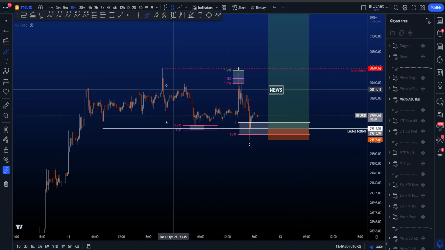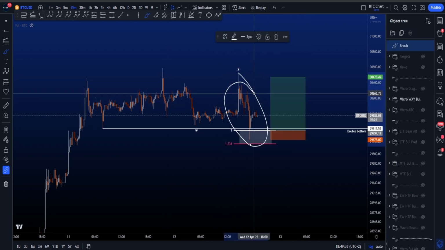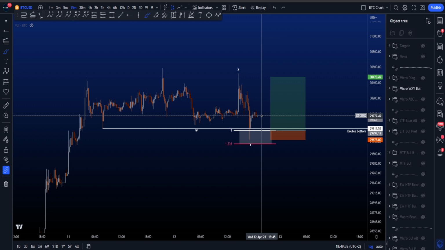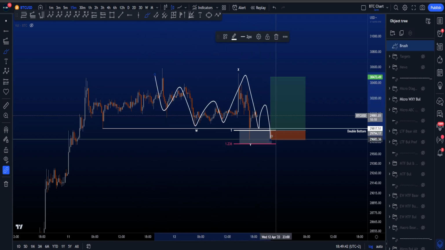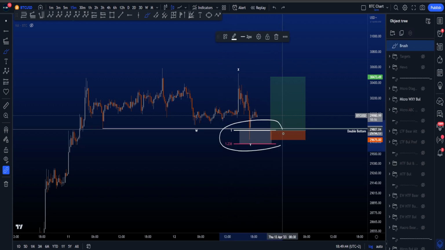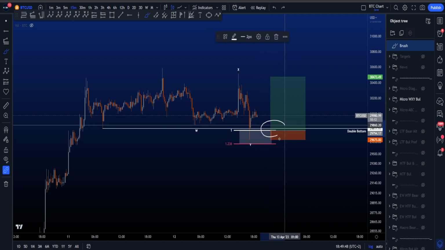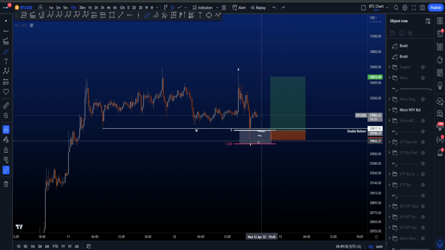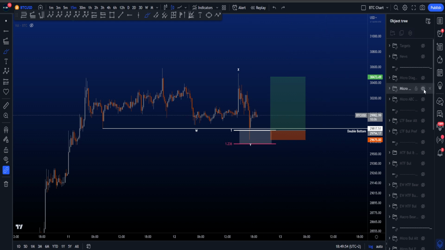So instead of this then being an A, B, C, you could also think, okay, this might be a WXY, where this final structure is a 3-wave instead of a 5-wave. So we then have a W, X, and then eventually a Y to the downside. The target area is only a little bit lower, doesn't really matter. The setup is basically the same to enter the longs in this area, stop loss below the wick, and then eventually looking for more upside.